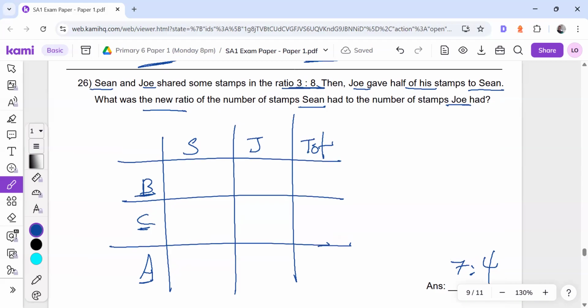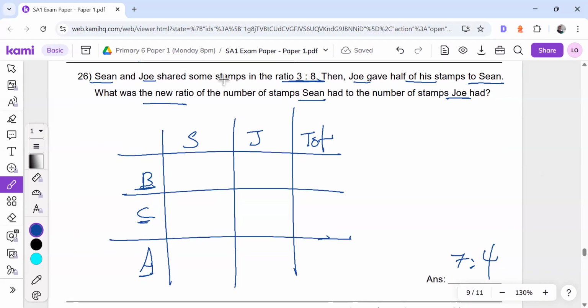All right, how do you do this table? John and Joe ratio 3:8. Just put the numbers inside, and then the total is 11. You need to call them units. Then Joe gave half. He gave half, so you divide by 2, right? So you minus 4, minus 4.